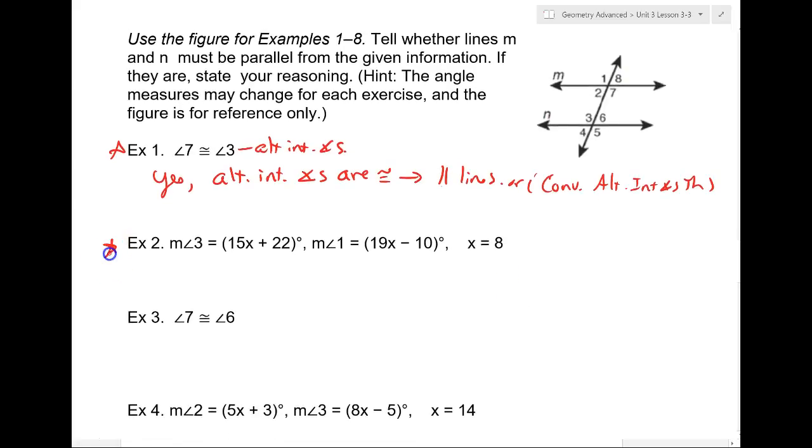Okay, look at example 2. They tell us the measure of angle 3 is going to be 15x plus 22. They tell us the measure of angle 1 is 19x minus 10, and they tell us x is equal to 8. All right, guys, what am I going to use that x equals 8 for? What do I need? What do I hope to show?